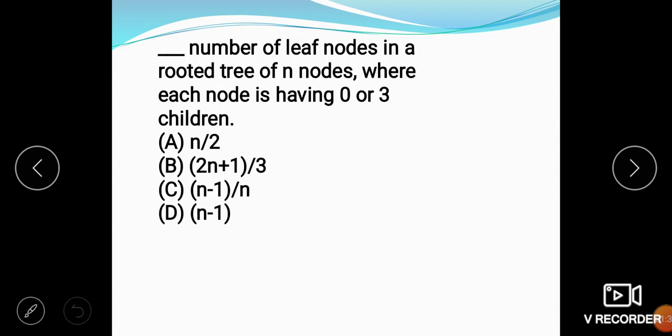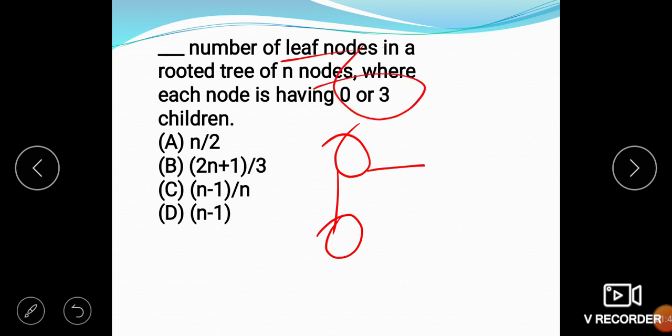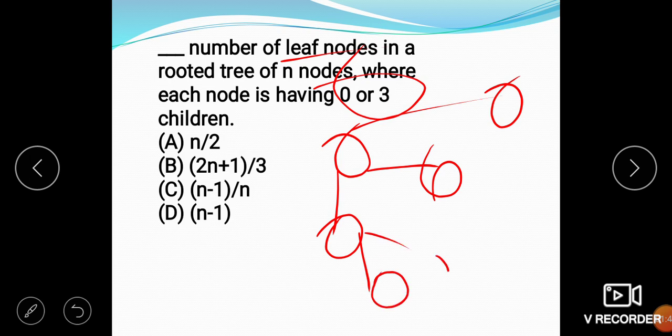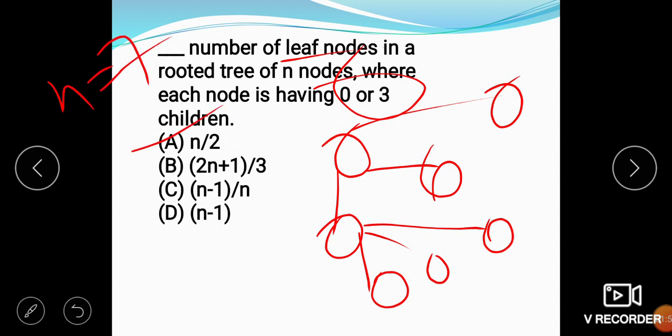Okay, so now next is the number of leaf nodes. Here assume a tree with either 0 or 3 children. You can design any tree with 0 or 3 children. Now here I assume this tree. So n equals 1, 2, 3, 4, 5, 6, 7. Here n equals 7. Now put this value 7 into each option.